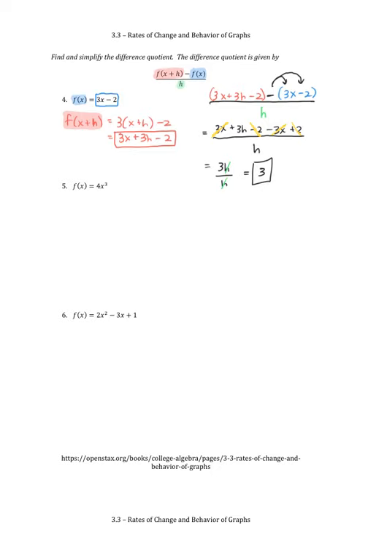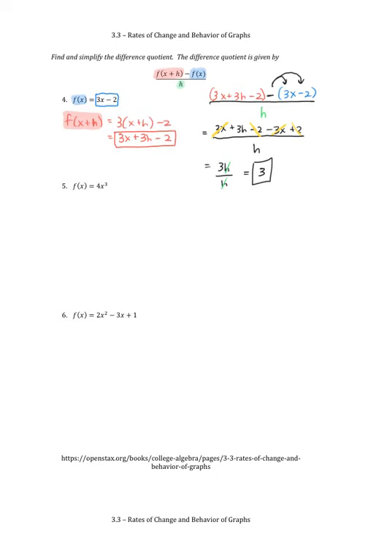Okay, so here are the steps. Again, the first step is to find f of x plus h, which we did in the red. Then you're going to plug in all your pieces in the fraction. So the red gets plugged in, f of x plus h minus f of x, which is the blue, all over h. And then it's a matter of combining like terms on the top, canceling things out, and then simplifying.